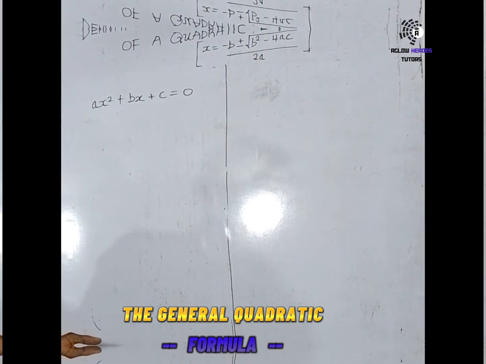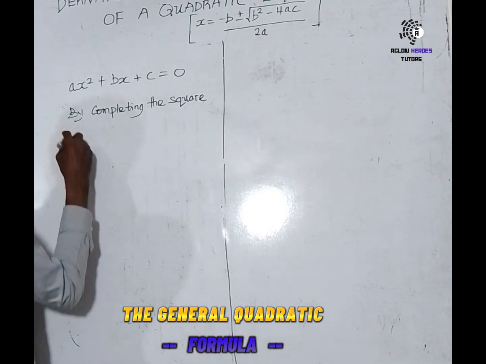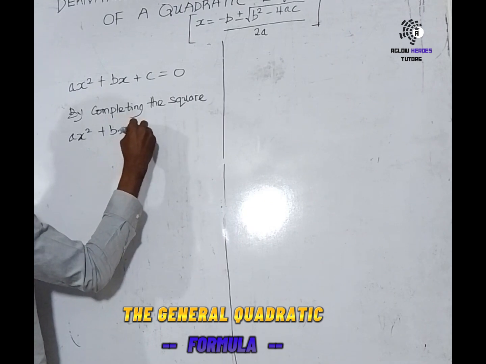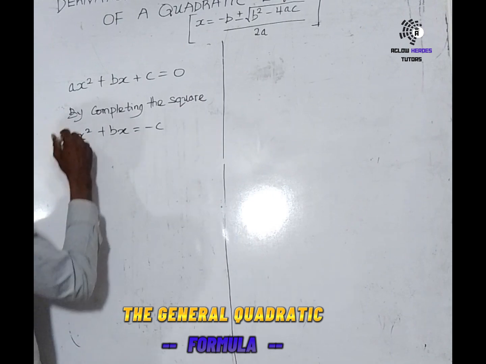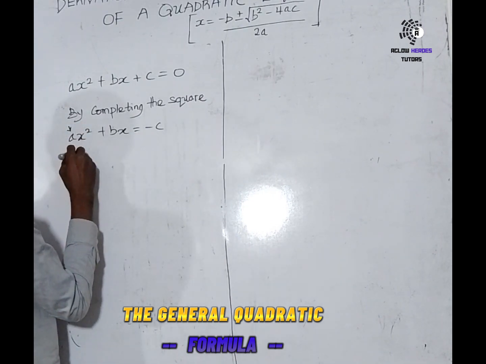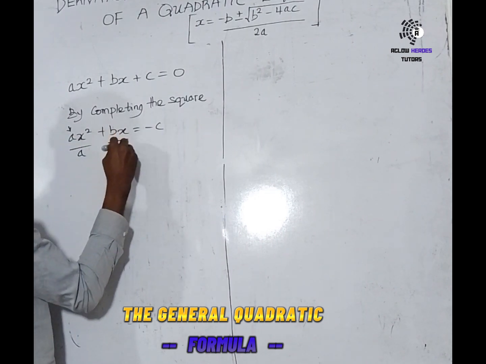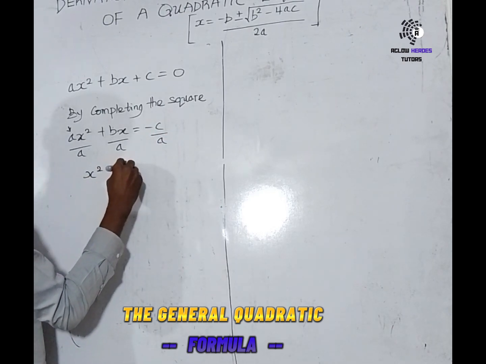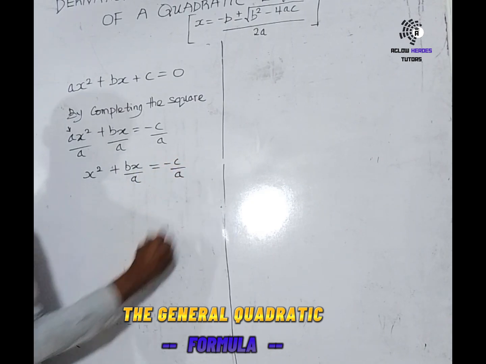Okay, so the first thing you do by using the completing the square method is that our constant, which is c, moves over to the right side. So we'll say that c moves over to the right side, and it becomes negative. That is the first thing you consider. The next thing you consider is the coefficient of x squared. The coefficient of x squared here is a. So we are dividing both sides by a. If we do that, we have x squared plus bx all over a is equal to negative c all over a.